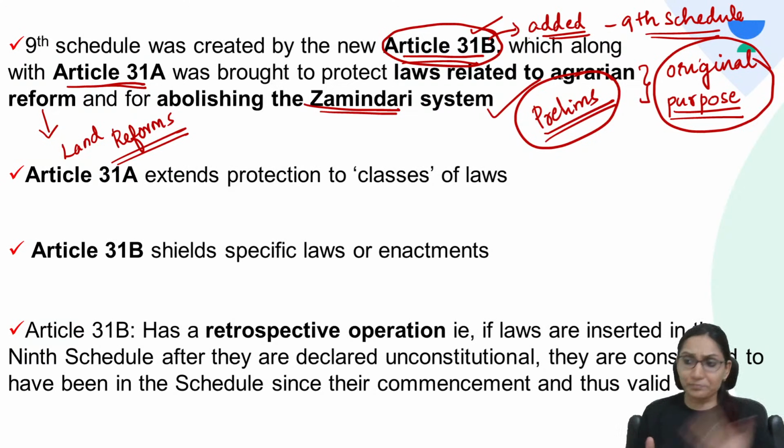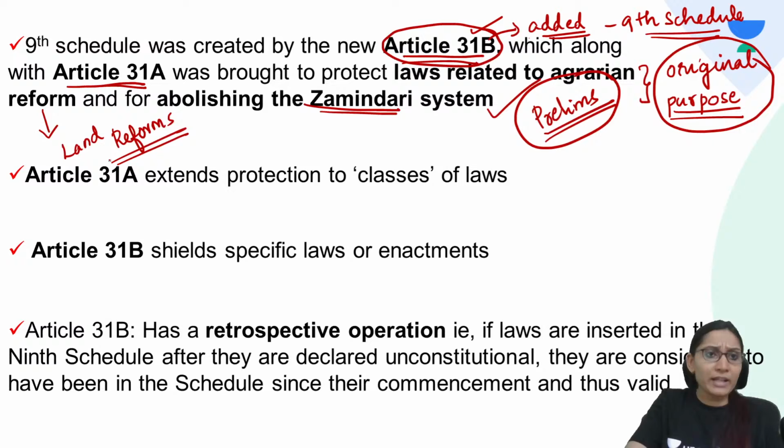What are the Supreme Court directives in this regard? So all these can be the mains question. In that also you can give the original reason for which the 9th schedule was brought in. This was to protect some agrarian laws or reforms and to abolish the zamindari system.